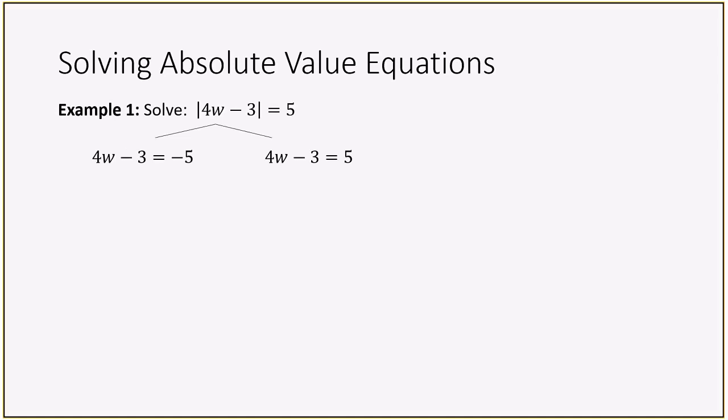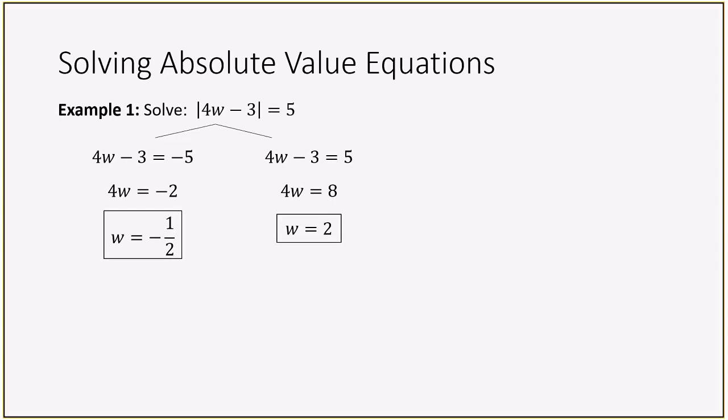And then I just go about solving it as though it's a regular equation. On the left side, I would add 3 to both sides, divide by 4, and then reduce. I get w is equal to negative 1/2. On the right equation, I add 3 to both sides, divide by 4, I get w is equal to 2. And if I want to check my answer, not super difficult, I plug it back into the original equation and both of my answers should work.